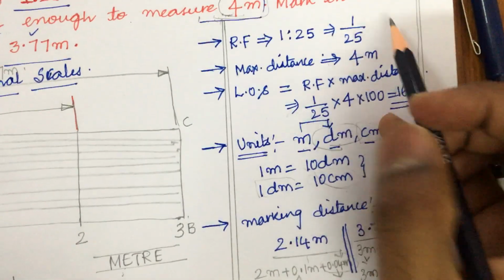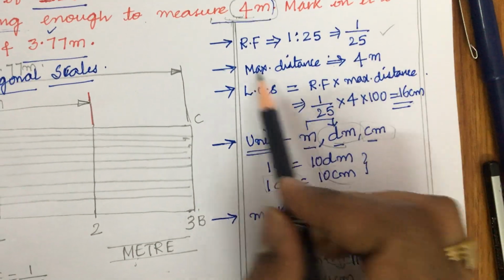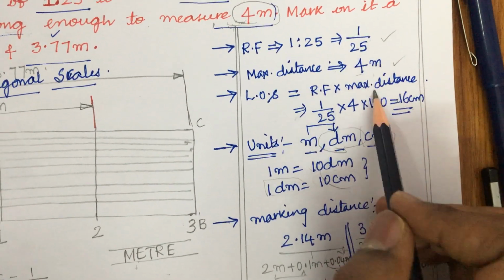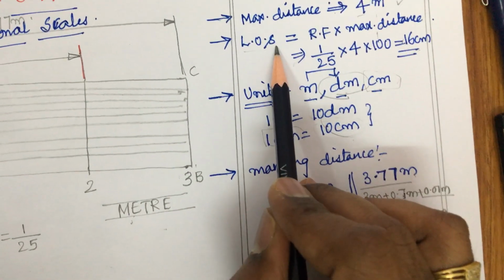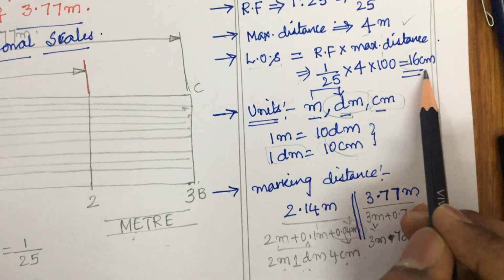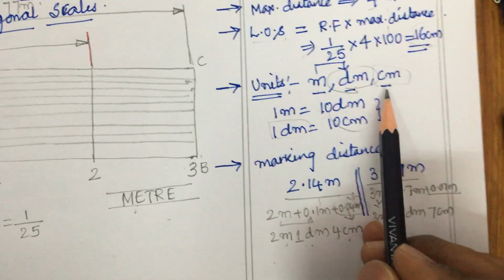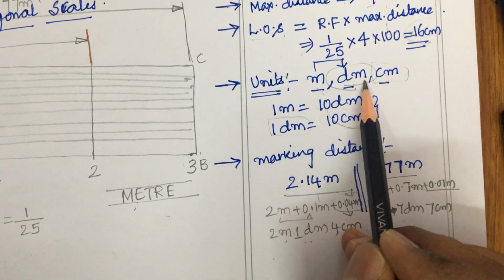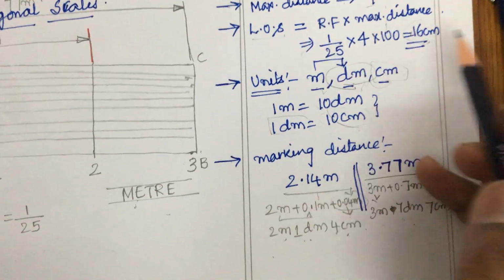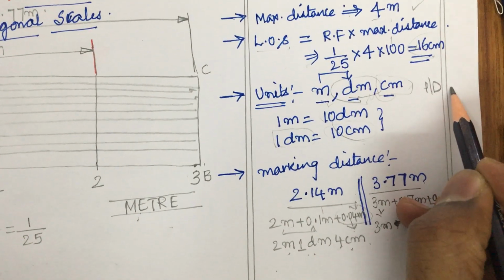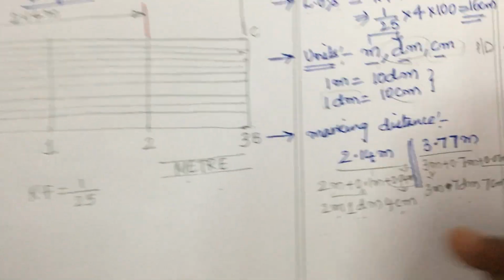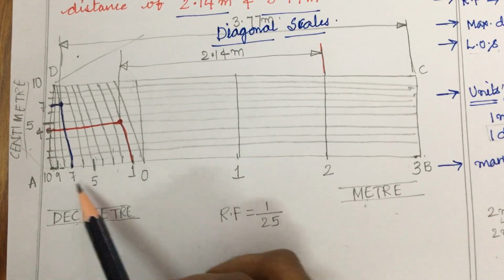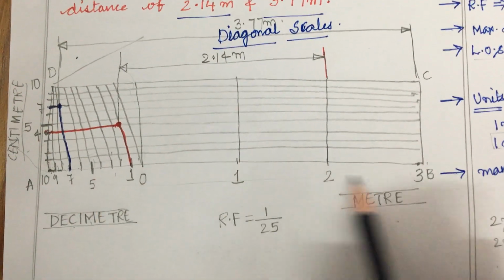The first and foremost thing you need to do is what is the RF and what is the maximum distance that will be given in the problem. If RF is not given directly, you need to calculate. Later we need to work out the length of the scale either in centimeter or millimeter, and what are the different units given. Based on the units we can identify and state whether it is a plane scale or a diagonal scale, and the conversions, and what are the marking distance. Later you need to come to the problem to work out with the unit, the drafter and the instruments.